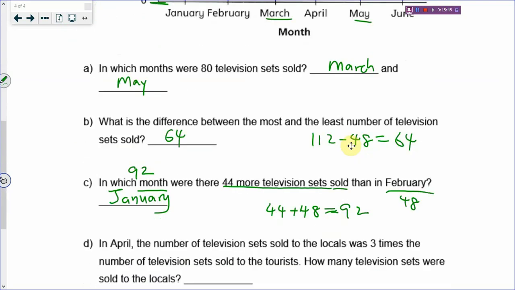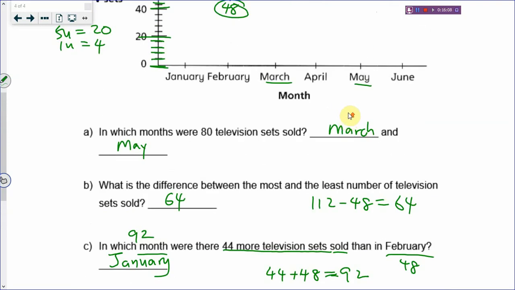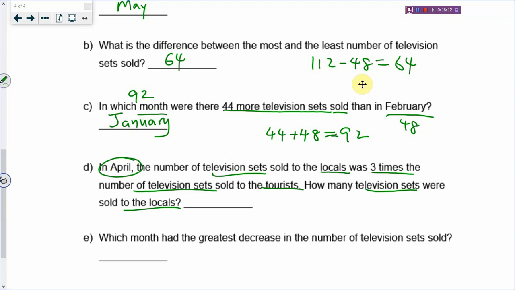Okay, part D gets a little harder already. Now in April, the TV sets sold to the locals was 3 times the TV sets sold to the tourists. Right? So you're talking about April only. So how many TV sets were sold to the locals? Then you need to look for April. So you go back to the line graph. April has 112, right? April has 112 TV sets.